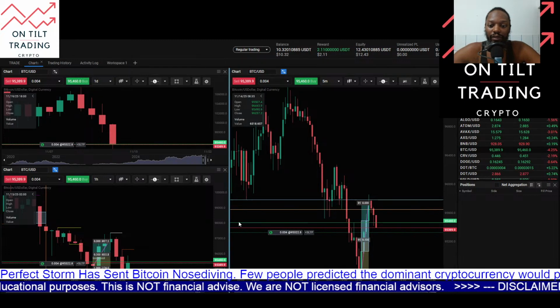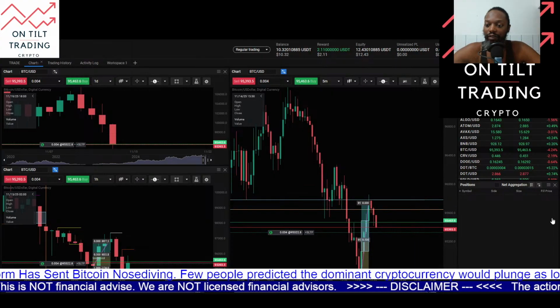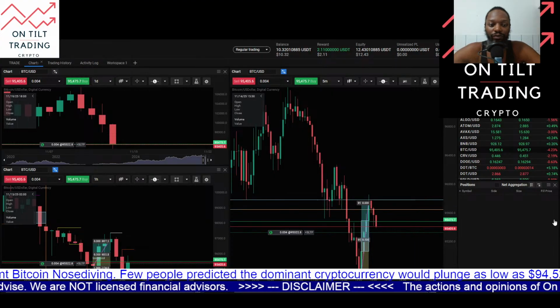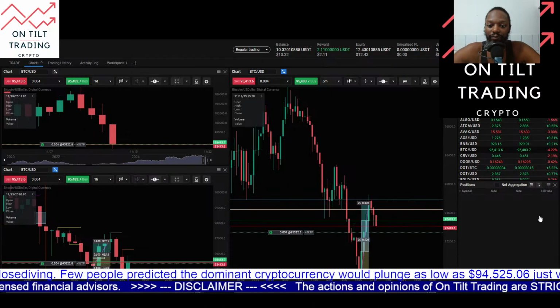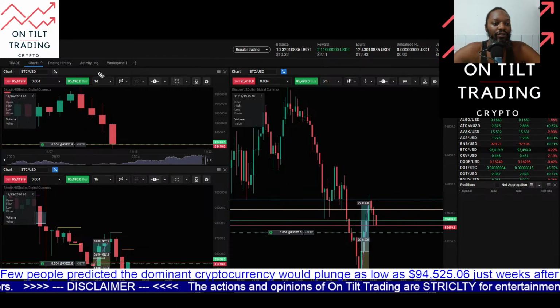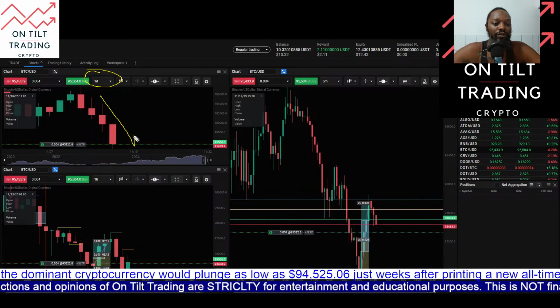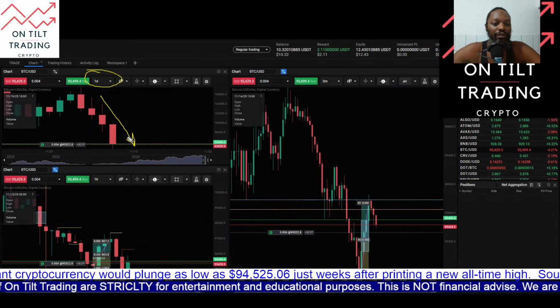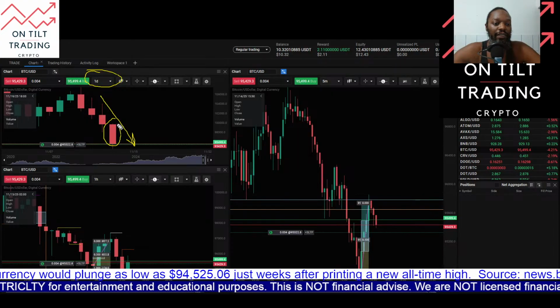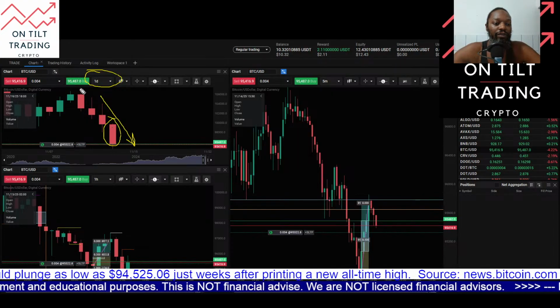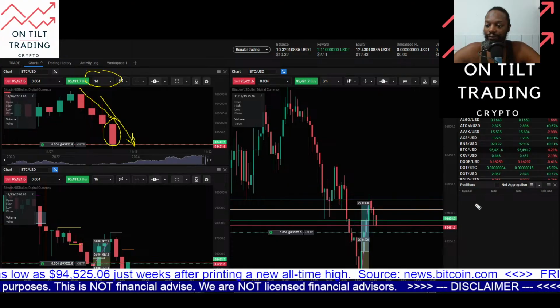I'm currently standing by for a potential long trade in Bitcoin. I'll walk you through what I'm looking to trade top down. Starting here on the daily chart, we can see that Bitcoin is being delivered to the sell side over the course of today and over the course of the last few days.